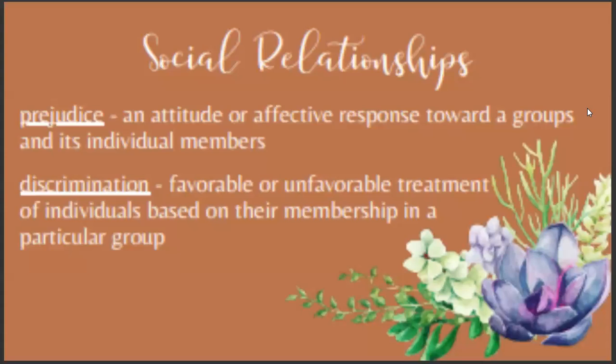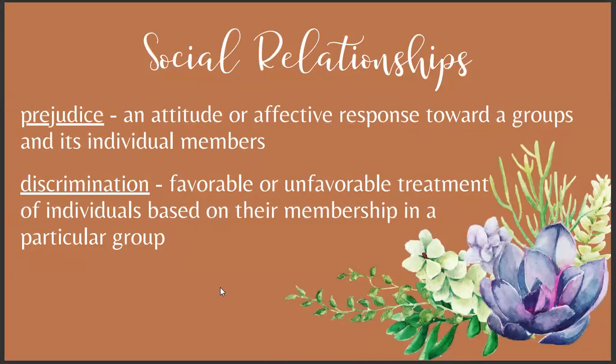Okay, now on to the subsection of social psychology that is social relationships. So this is kind of what we think of people. So first we've got prejudice. This is an attitude or affective response towards a group and its individual members. So remember, prejudice is an attitude. It's something on the inside. It's not something that you're showing. It's not something that you can see. It's just something that you feel.